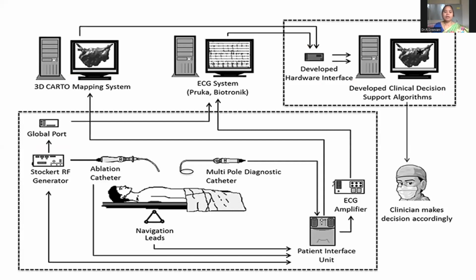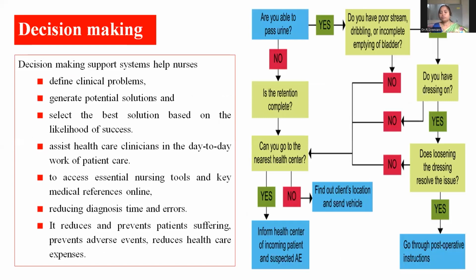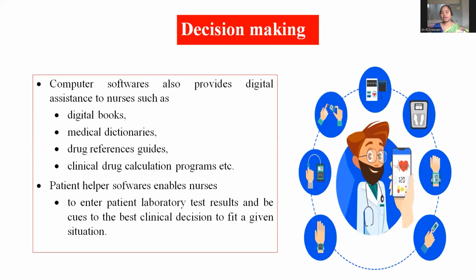Yes, yes. This is one system where the patient's data are collected from the ECG amplifier, mapping system, and ECG system, and it will enter into the monitor and the guidelines will be given. Next, we have decision-making algorithms. With those algorithms, we can judge the patient's condition and what interventions to give. Not only patient-related information, we can also access digital books. In some well-established hospitals, digital books are also available on your computer monitor. From that, you can immediately refer to the patient's condition.